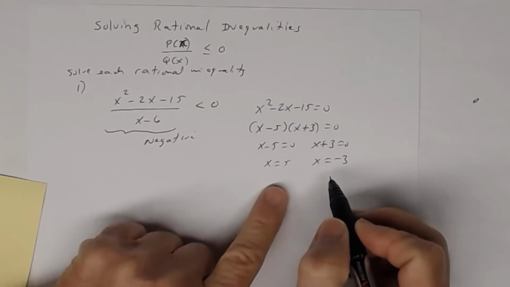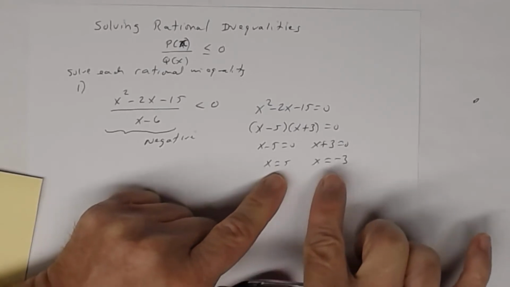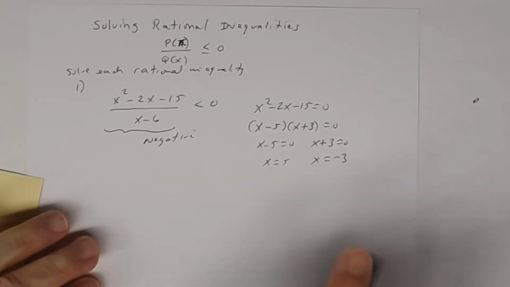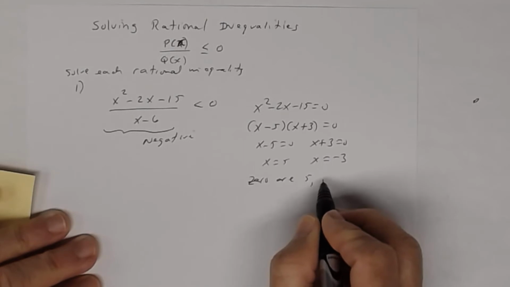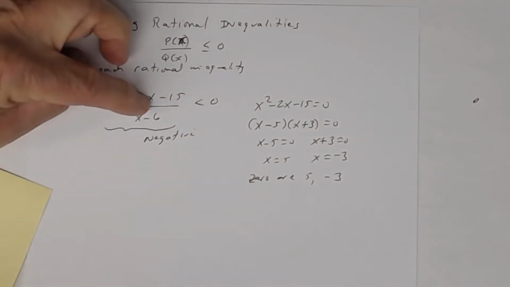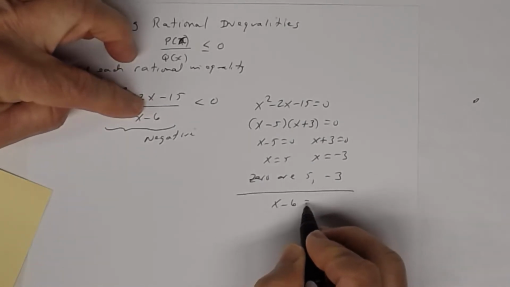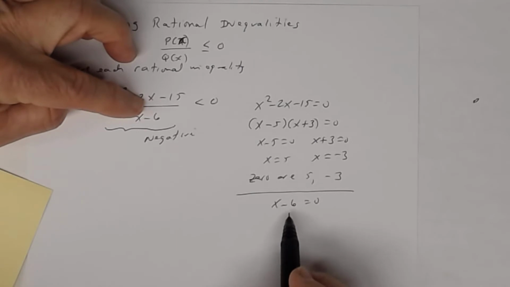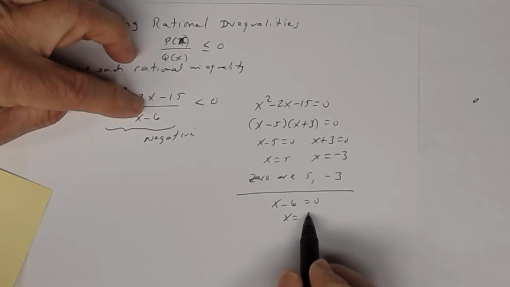Now what I found, you've got to remember what we're going to call these. These are called your zeros. So zeros are 5 and negative 3. Okay? Now we're going to take the denominator and do the same thing. And that one's easy. That's a linear equation. So in this case, x minus 6 is 0 when x equals 6.